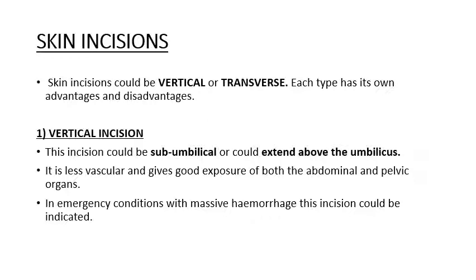The vertical one is a subumbilical incision, but it can be extended to the umbilicus. It is less vascular because it's along the linea alba, called the white line because it has less vascularity there. But it gives good exposure to both abdominal and pelvic structures. So in emergency conditions with massive hemorrhage, we want to use a vertical incision.